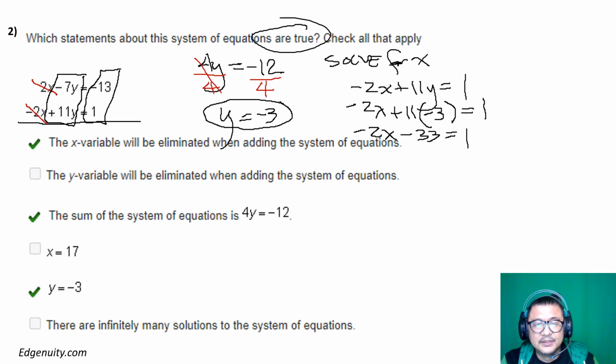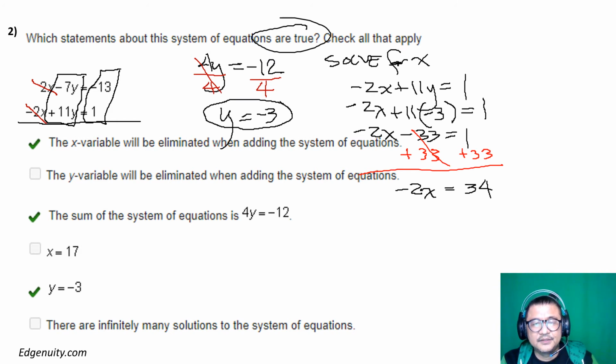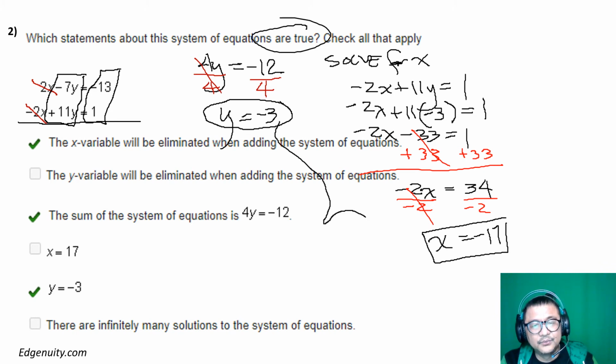Okay, what's next? Opposite of minus 33, plus 33 on both sides. That cancels out. Negative 2x is equal to 34. Okay, opposite of that, divide by negative 2, divide by negative 2. So the answer is x is equal to negative 17. All right, so now we know the x and the y. We can combine them as the solution. x goes first: negative 17, comma, negative 3.